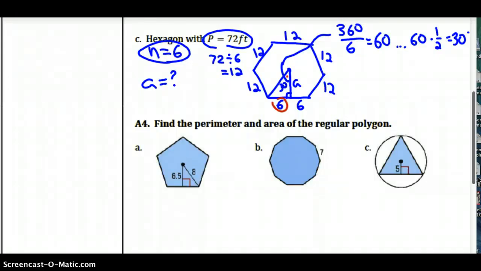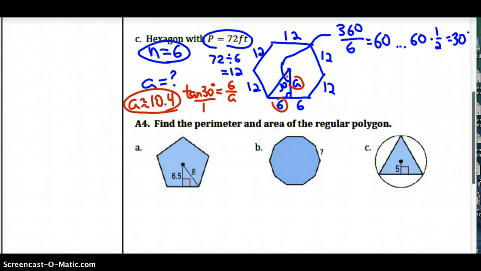Now we can either use special right triangles, 30, 60, 90, or I can take this angle with this and say that the tangent of 30 degrees equals 6 over A. And we can go ahead and use our proportion work with the built-in trig tables in our calculator. And when we solve this, we take 6 divided by tangent of 30, and I'm going to get an apothem of about 10.4. So now I have my perimeter and my apothem, so I'm in pretty good shape here now to go ahead and determine the area.